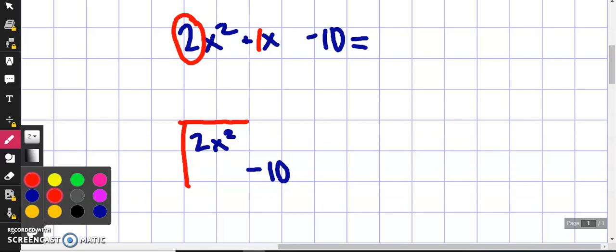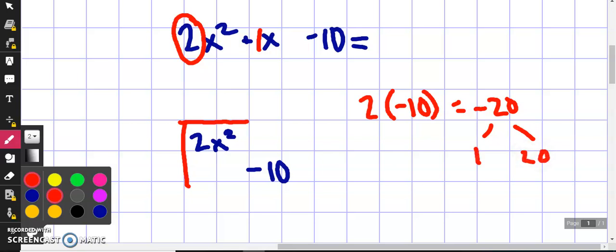So when I'm trying to figure out what goes in the middle, I need to combine the numbers on the outside by multiplying them, and then look at the factors of that number. So 2 times negative 10 is negative 20. So to figure out what goes in the middle, I'm looking for factors of negative 20 that can subtract to 1. So I know I can do 1 and 20. I know I can do 2 and 10. I know I can do 4 and 5.